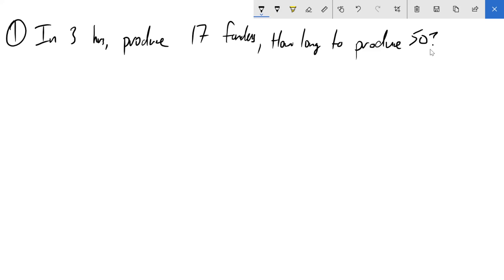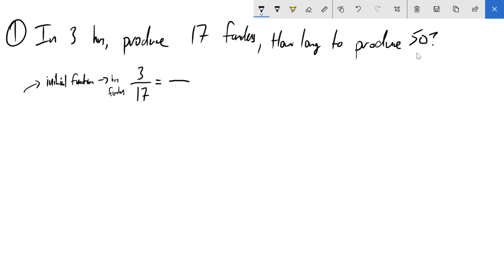When you set up your proportional equations, the first step is you always want to set up an initial proportion or fraction. You can do it either way. It doesn't matter if you put fenders over hours or hours over fenders. You just have to be consistent. So here it's 3 hours to 17 fenders, so I'm putting hours over parts. Then when I set that equal to another fraction, I need to make sure that I'm using hours and parts in the same way.